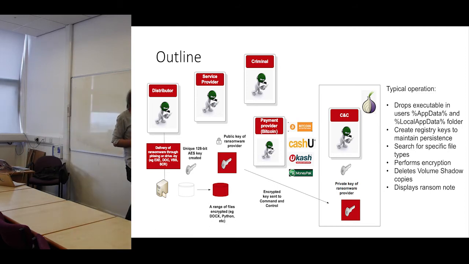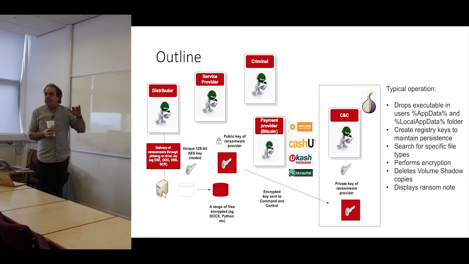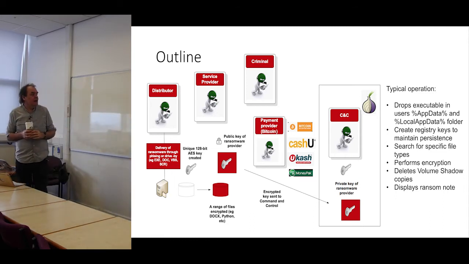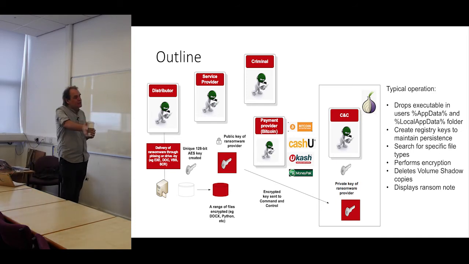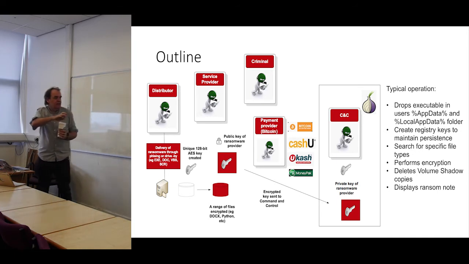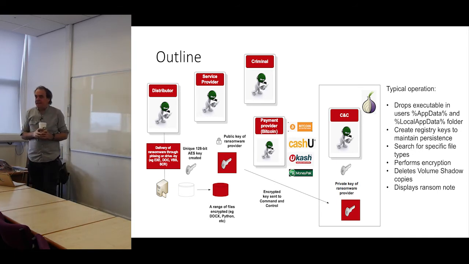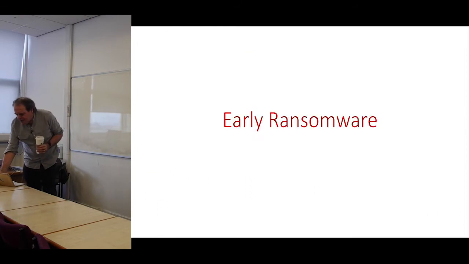the files. So the typical approach is to drop the executable, as we'll see a little bit later, into AppData in the local data folder. They then modify the registry keys, search for certain files on the machine, encrypt them, delete the volume shadow copies, and then display the ransom note. Okay, so that's the way that it typically works.